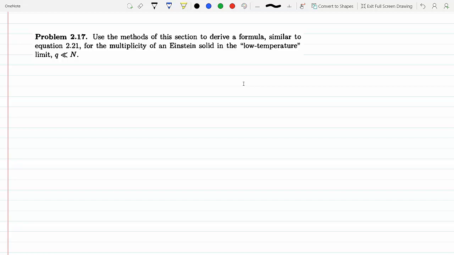The book had derived for you the other case, the high temperature, where the number of energy units is a lot larger than the number of oscillators. And here we will go ahead and do the other case. It's going to be very similar. We will start with the formula that I derived in other videos, if you're interested to see it.